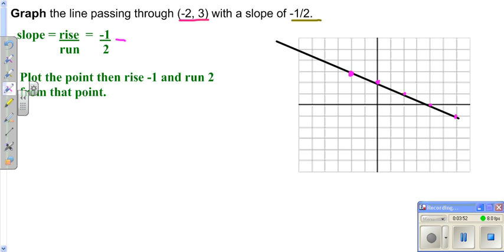Now, you could also write this as a 1 over a negative 2. So if you go back to your initial point, since your rise is positive and your run is negative, you could go up 1 to the left 2, up 1 to the left 2, and you would get the same points in the same line. Then just go ahead and draw a line going through all those points.